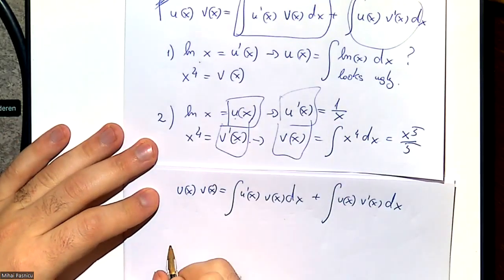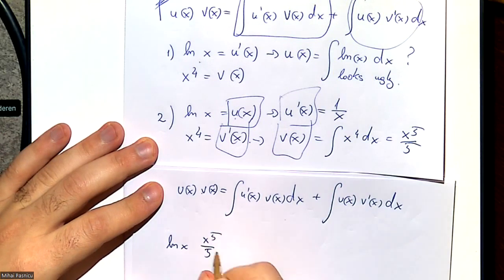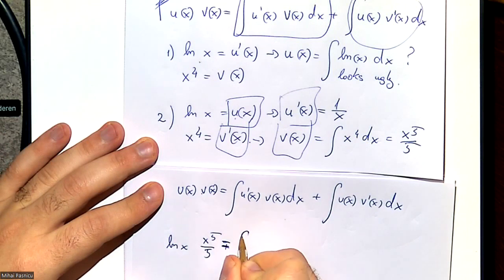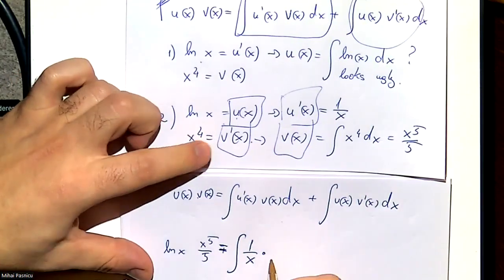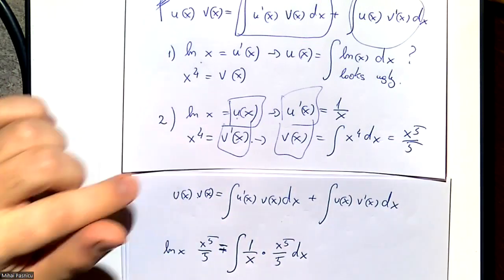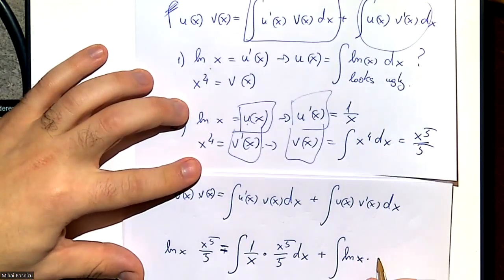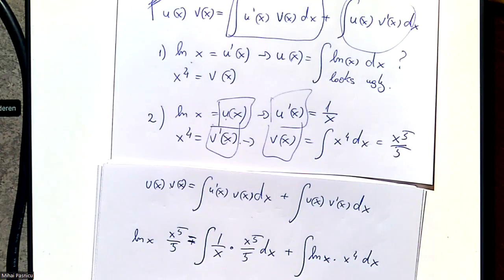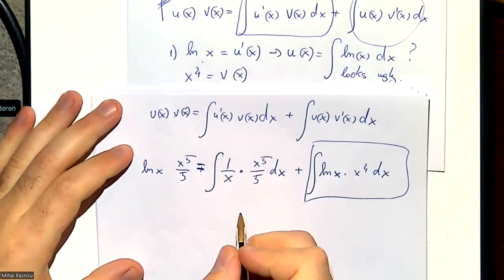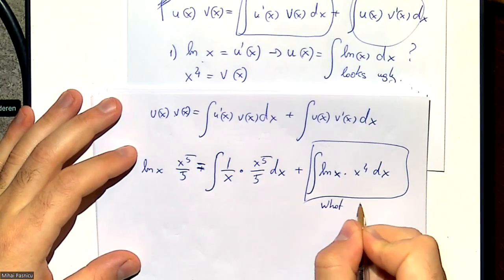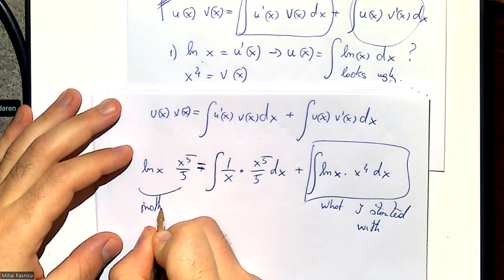Okay, let's just replace. u of x is log of x, v of x is x to the 5 over 5, equals u prime, 1 over x, times v of x, x to the 5 over 5, plus the integral of u of x, log of x, times v prime, x to the 4. Again, now I notice this is the integral I wanted to compute to start with. So I'll just write what I started with. This is okay, there's no integral, nothing to do here.